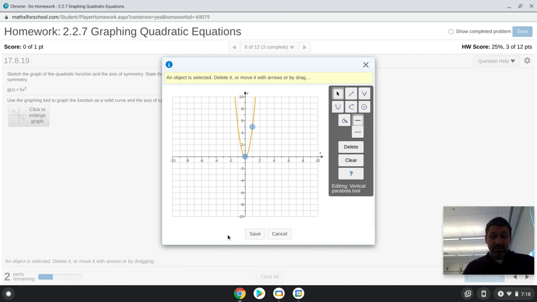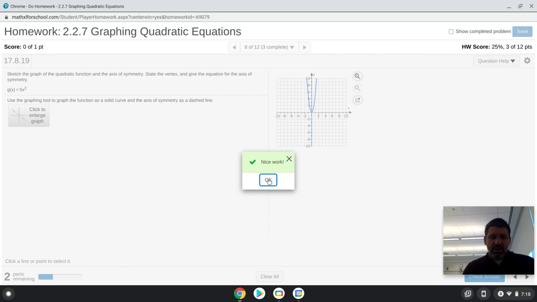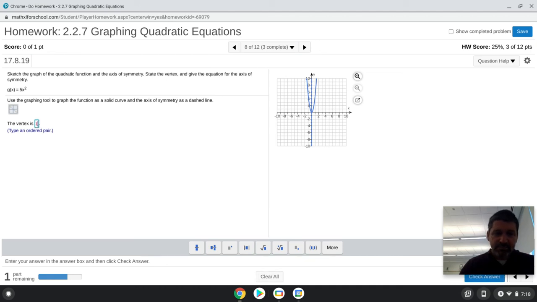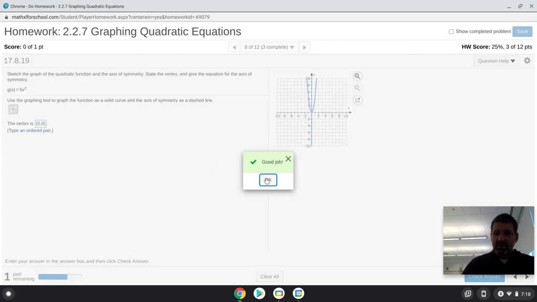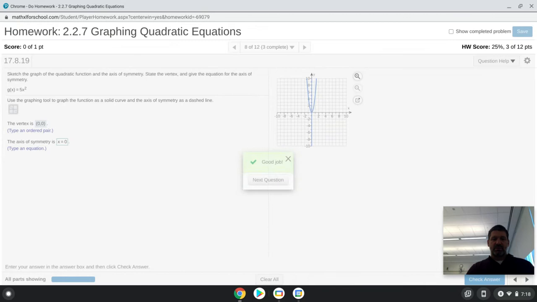Okay, so again, we've still got to put the axis of symmetry in here. So I'm going to put the line. Okay, it's got to be a dotted line. And did I make that dotted? It's hard to tell. Okay, good. And then the vertex is at 0, 0 here. And that axis of symmetry is x is equal to 0. Okay, and that is all.